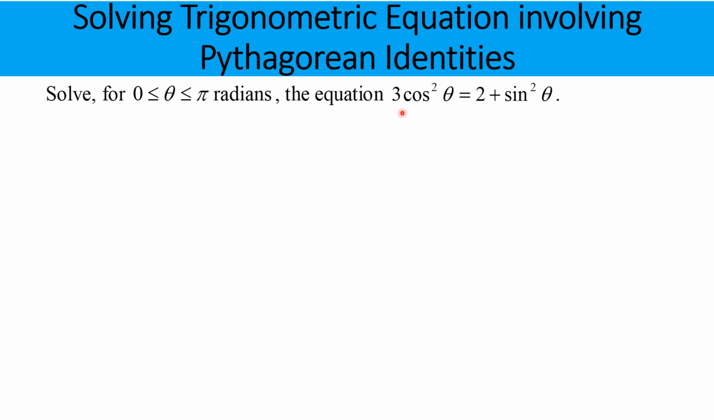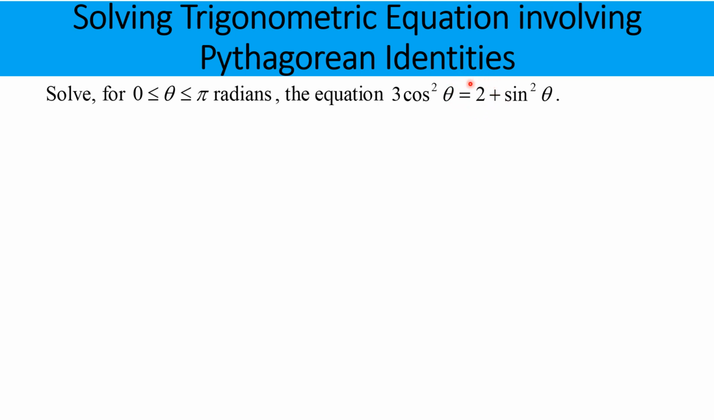As you can see in this question, we have 3 cosine squared theta equals 2 plus sine squared theta. So there are 2 functions involved. I mentioned in my previous lesson that whenever we solve a trigo equation, there should not be more than 1 function, which means we will have to simplify. Some of you may say, if I simplify, can I straight away change it to tangent squared theta? The answer is yes, but before we convert it into tangent, we do need to remove this obstacle because there is a constant here.